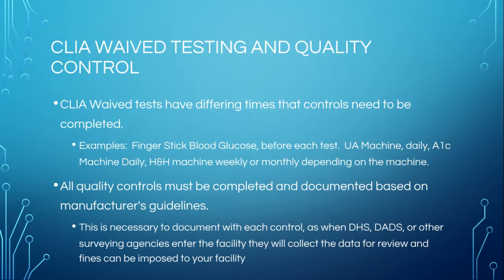And you actually put a control solution. One is positive, one is negative for bacteria in the urine, and you run it, and it will tell you that it's running appropriately.